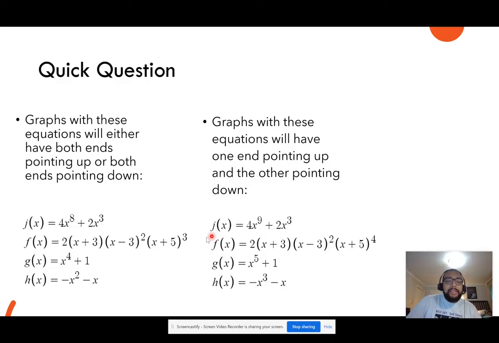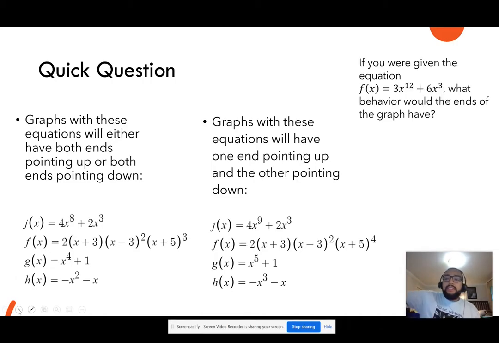And yes, I know on these two you have to multiply it out. But if I multiplied it out, I would get something like x to the 6. All of these equations have even degrees, and the highest degree on this one would have an odd number. So that being said, if I gave you this equation, 3x to the 12 plus 6x cubed, where would it land? Well, 12 is clearly the biggest number there, and 12 is also an even number.